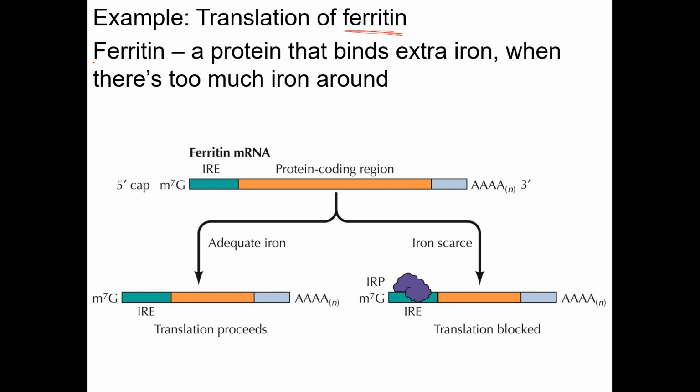Ferritin is a protein that binds extra iron when there's too much iron around. So what do we need iron for? You might remember that you need iron in your hemoglobin, and that carries oxygen around in your body. So that's actually a really, really big deal, right? If you don't get oxygen to your cells, then you can't do cellular respiration, and then you don't have enough ATP and bad things happen. So the regulation of iron is actually a really big deal.